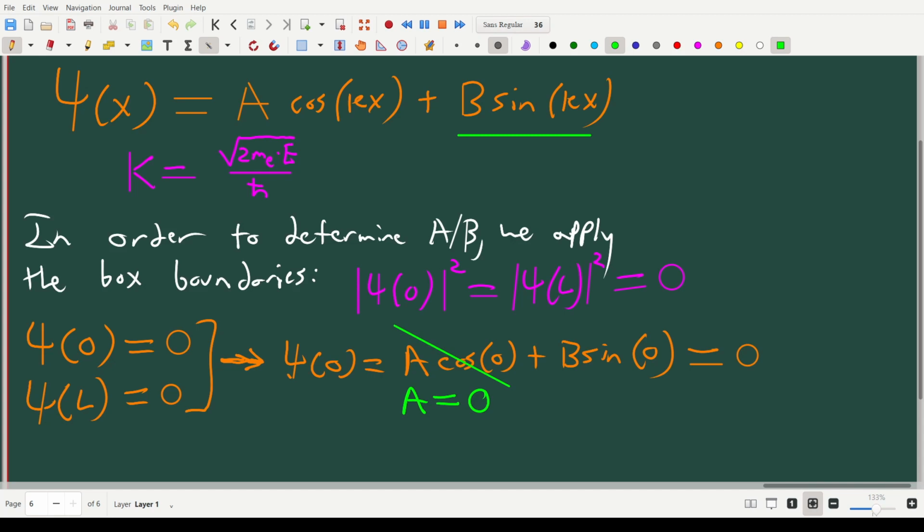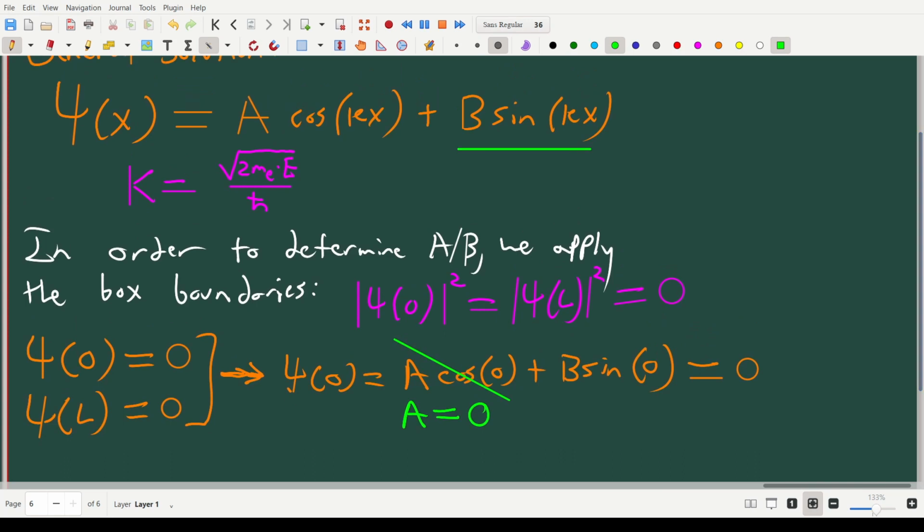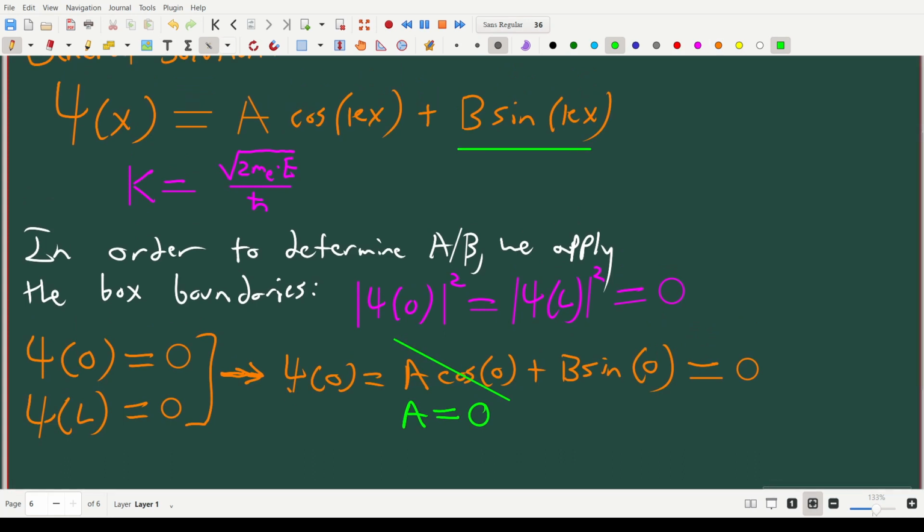Okay? Cool. Does that make sense to everybody? What that means is that the function goes to 0 at the walls, which it should. Cosine does not. Remember, cosine at 0 is 1. It's at its peak. So I'll show you. Actually, I think it's really good that we look at what this would look like. So let me draw my box real quick.